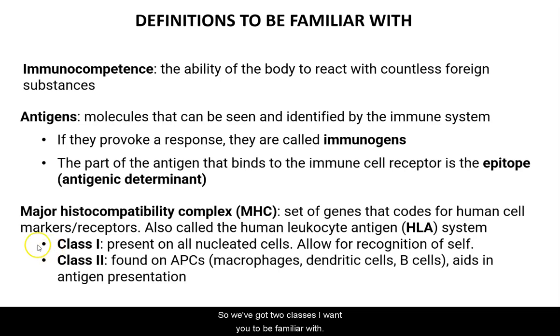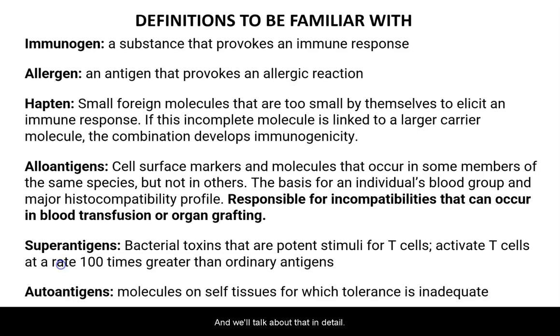So we've got two classes I want you to be familiar with. Class 1. This is present on all nucleated human body cells, and this is going to be the receptor that tells your immune cells, hey, I'm part of the body. I'm normal. I belong here. The second class is going to be found only on antigen-presenting cells. So it's going to be your macrophages, your dendritic cells, and your B cells. And what class 2 does is it's going to help present antigens to the immune system, and we'll talk about that in detail.